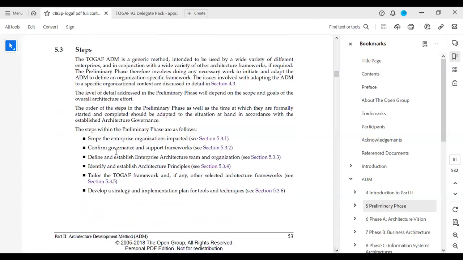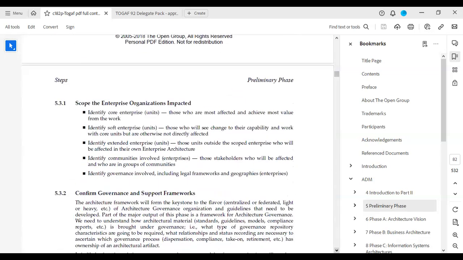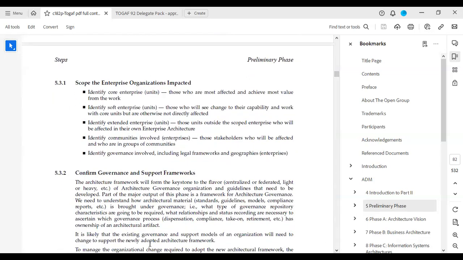Getting in steps, whatever steps I covered for you, it is given here. Step 1 is given here. Step 2 is given here, like that. All the steps. So any information on the steps are given here, and the input is given here.